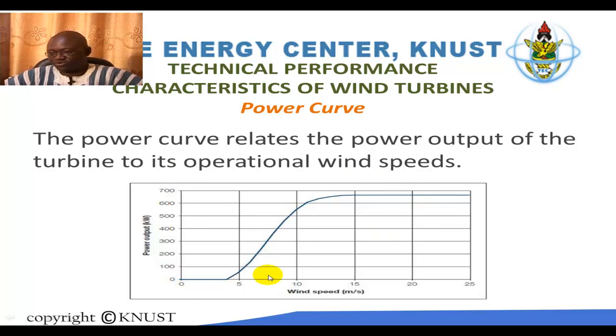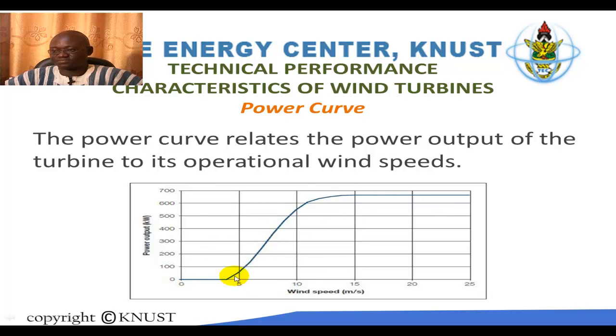A typical example, if you look at this figure shown on this slide, we can see that when the wind is blowing at, let's say, 5 meters per second, the turbine produces about 50 kilowatts of power. As the wind increases to about 10 meters per second, the turbine produces about 550 kilowatts. And I think the maximum power that a turbine produces is at about 15 meters per second, which is about 650 kilowatts.